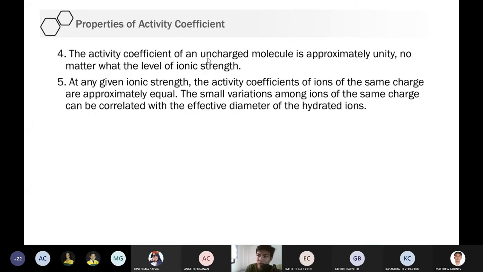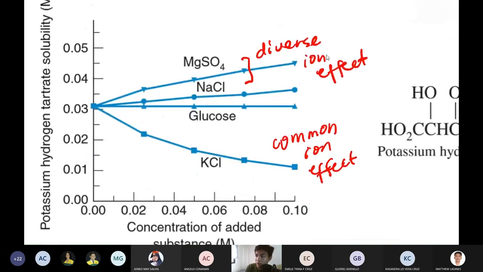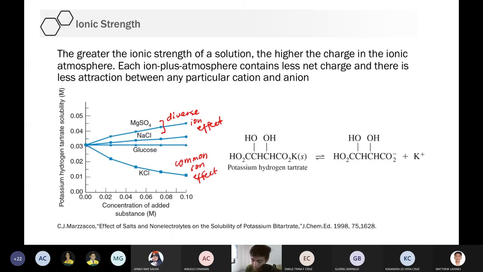Number 4, the activity coefficient of an uncharged molecule is unity. Ibig sabihin, 1 yon. Regardless kung gaano kadami nilagay mo siya. Regardless of the ionic strength. So that also explains yung glucose kanina. So glucose is an uncharged molecule. So that means the activity coefficient niya ay equal sa 1. Kasi wala siyang charge. Wala siyang ionic atmosphere. Okay. So kasi hindi siya ion. So that means gamma is 1 for glucose. Kaya unaffected yung equilibrium constant. Okay. So yan. However, for the others, sila ay may ions, sila ay may charges, so affected yung equilibrium constant. But for molecules that are uncharged, walang nangyayari. Okay?